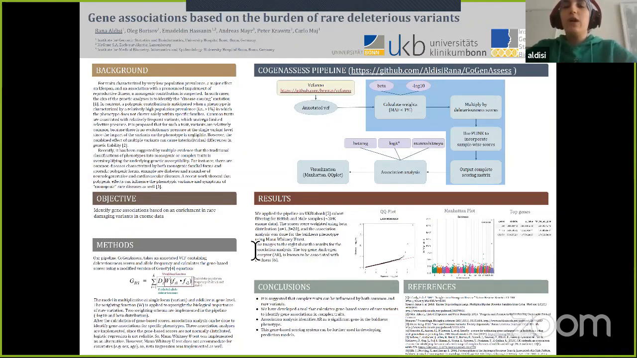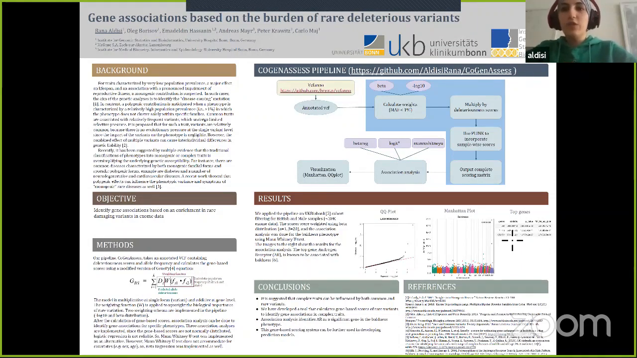For results, we applied the pipeline on the UK Biobank cohort, filtering for British and male samples. So we had about 20K exome data. We used beta distribution weights, and then we did the association analysis on the baldness phenotype using the Mann-Whitney U-test. As you can see in the results, we had a significant gene, which is AR, androgen receptor, which is also known to be associated with baldness.